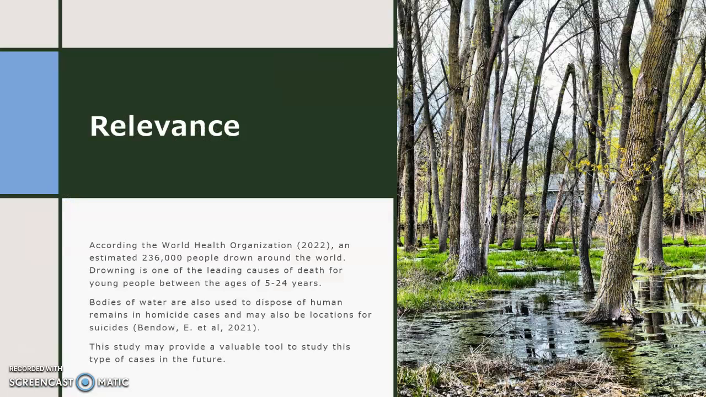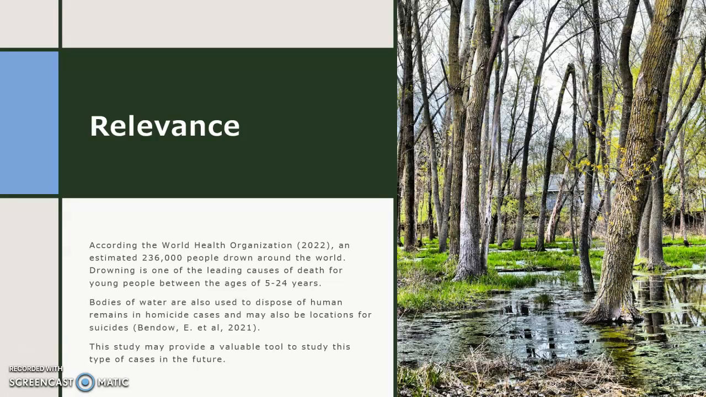So what is the relevance of this study? Why is it important? So here we have a piece of data from the World Health Organization that says that an estimated 236,000 people drown around the world every year. It's also one of the leading causes of death for young people between the ages of 5 and 24.